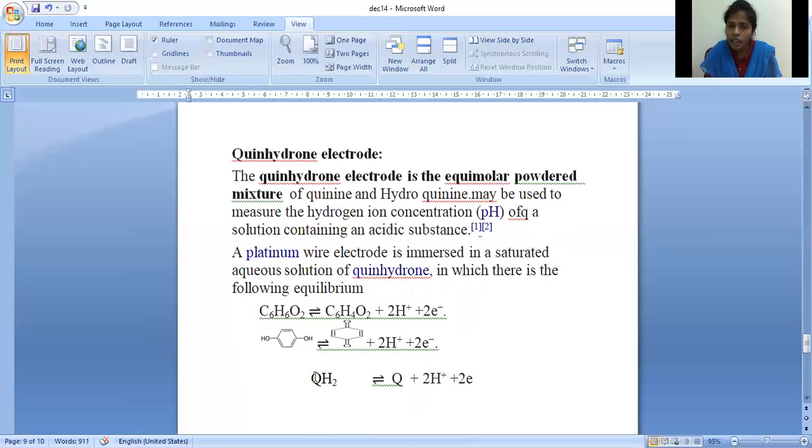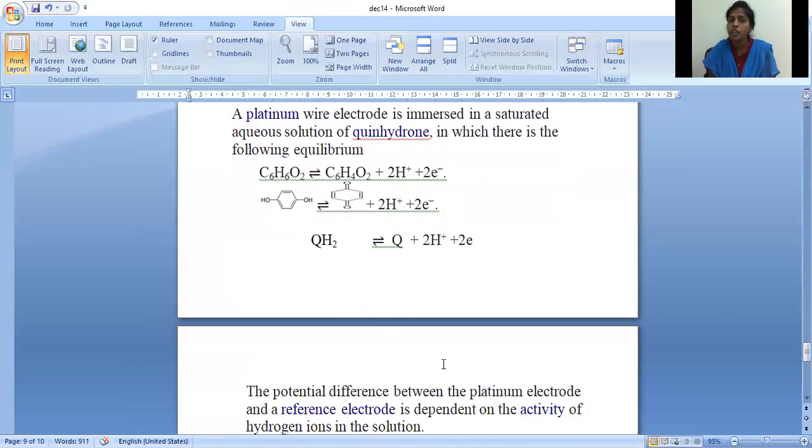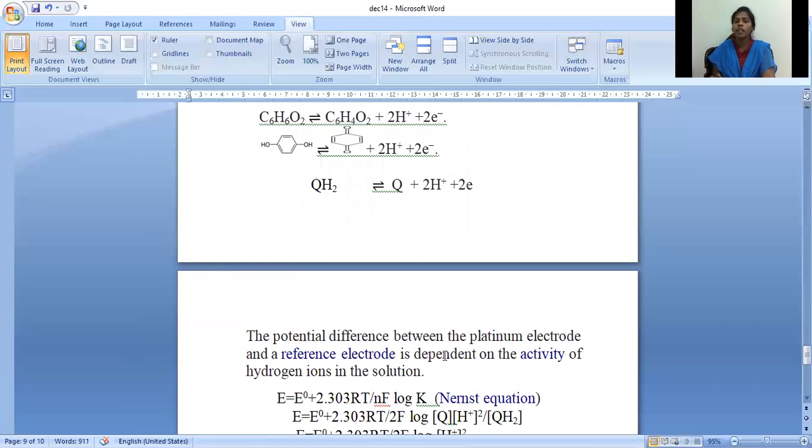So this quinhydrone can be mentioned as QH2, because we can't apply the Nernst equation for the diagrams. So simply what we are doing, the quinhydrone can be mentioned as QH2, and quinone can be mentioned as Q plus 2H plus plus 2 electrons. So now let us apply the Nernst equation.